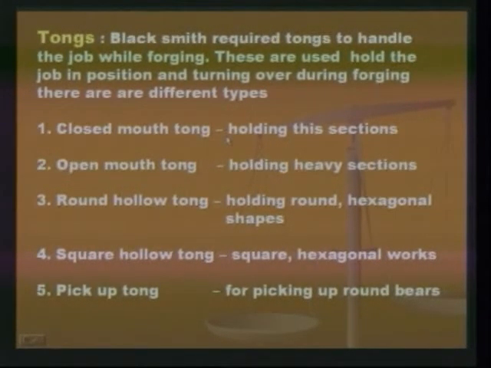The closed mouth tong is mainly helpful in holding thin sections. The open mouth tong is used for holding heavy sections. The round hollow tong is used for holding round and hexagonal shapes. The square hollow tong is used for square and hexagonal works. The pickup tong is for pick and place type objects. We use this pickup tong for picking up the object from the furnace and placing it in the furnace.